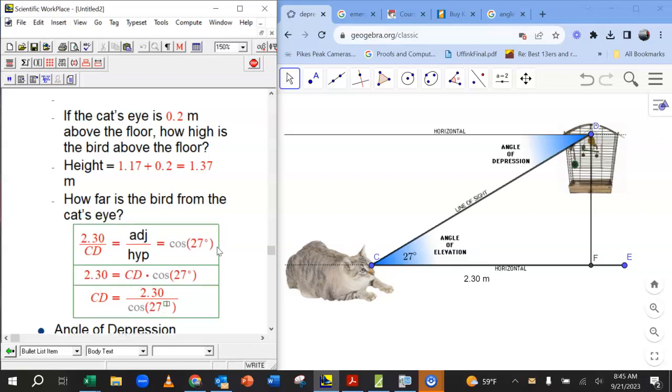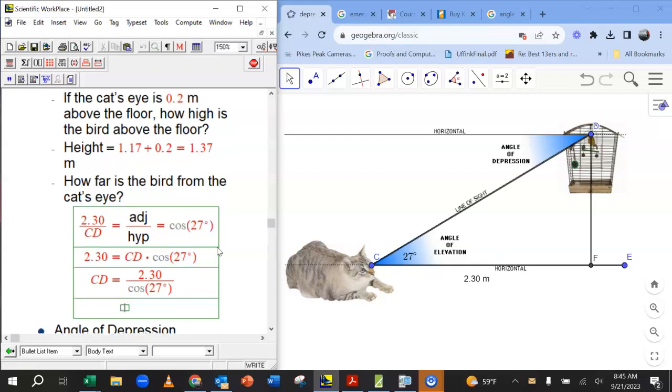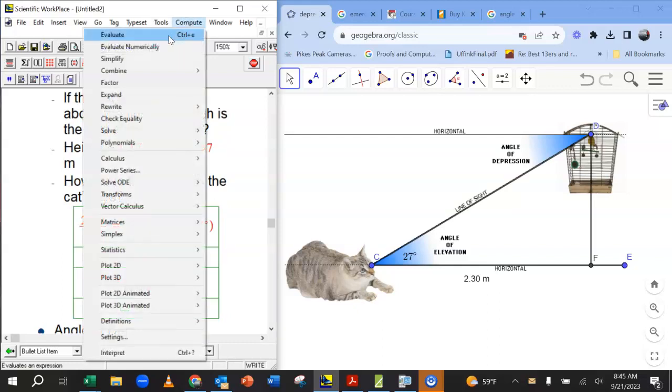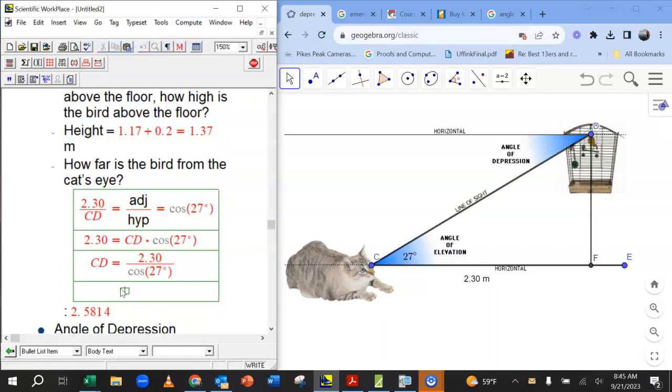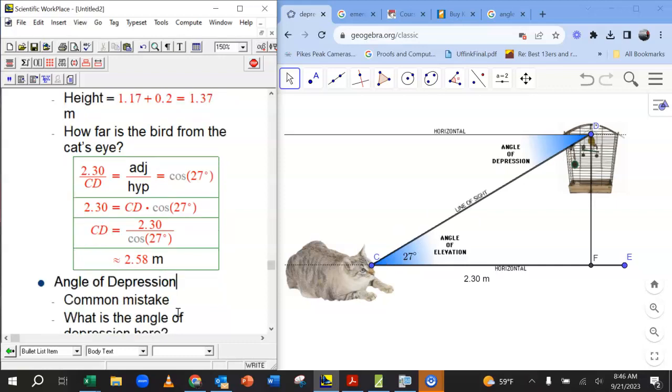It does turn out that 1 over cosine has a special name. It's called the secant, but we won't use that quite yet. But we're ready to go. Just do this in one step. And that's about 2.58 meters. Reality check, it should be longer than 2.3, but not a whole lot longer than the 2.3. Okay. So let's just do one more that focuses more on the angle of depression.